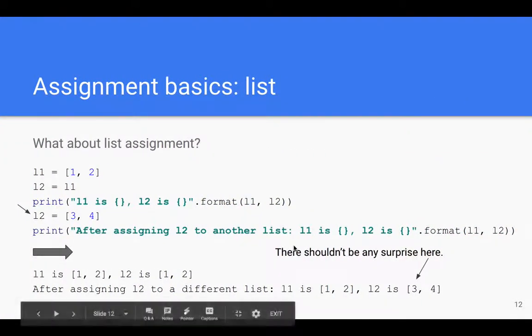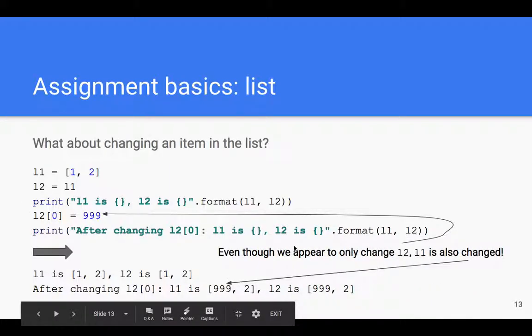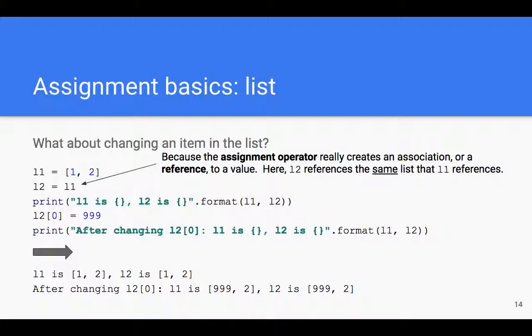Now, why is that? It's kind of how the assignment operator actually works. What the assignment operator really does is create an association or a reference to a value. In this case, L2 is now associated with the value of L1, or in other words, L2 references the same list that L1 references. The word reference, you're going to be seeing this a lot, especially when we start talking about object-oriented programming.